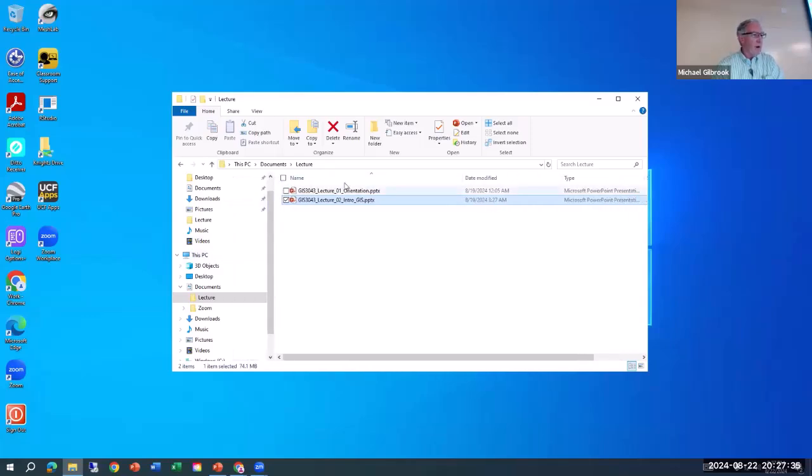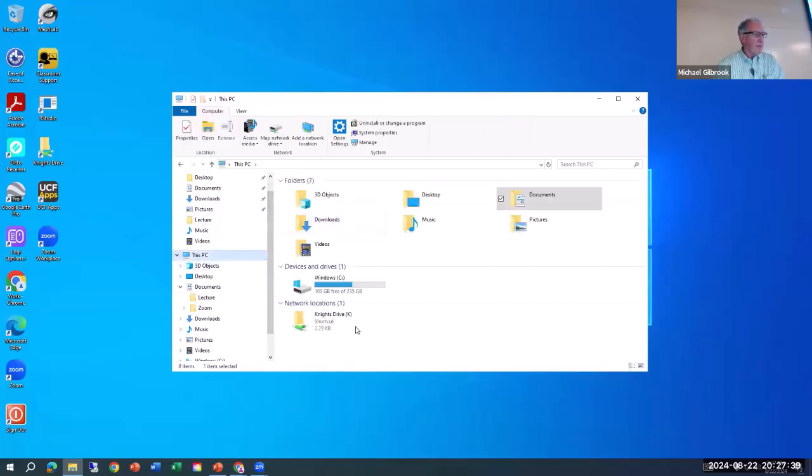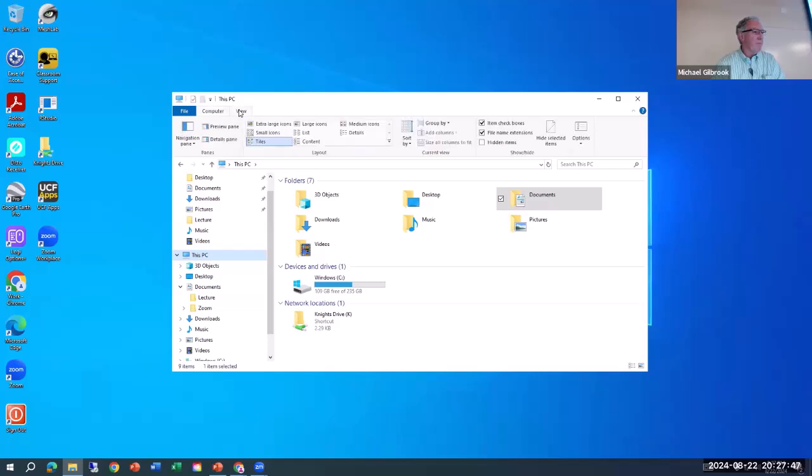Now you can start anywhere. It doesn't matter what you display over here. This PC, whatever. Doesn't matter what we have on the right. So let's go to where it says View up at the top.